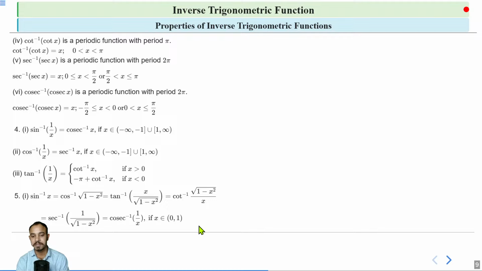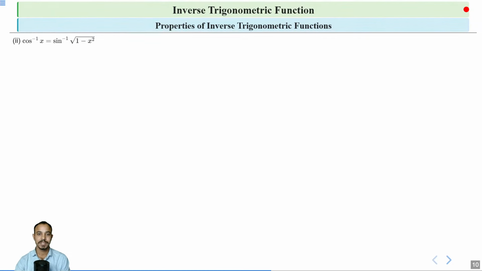Now moving to the next. See here, cos inverse x. If you have cos inverse of x and you want to convert it into sine inverse of something, use sin square x plus cos square x equal to 1. Using that identity you can convert cos inverse of x to sine inverse of something. So cos inverse x is equal to sine inverse of square root of 1 minus x square.